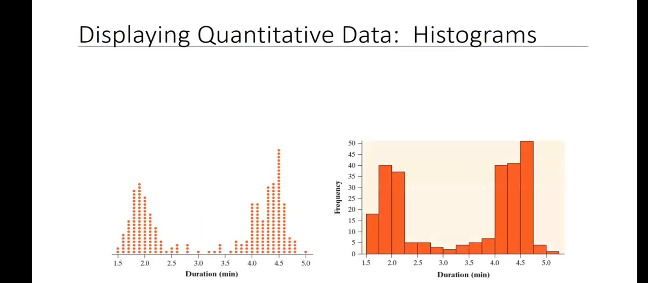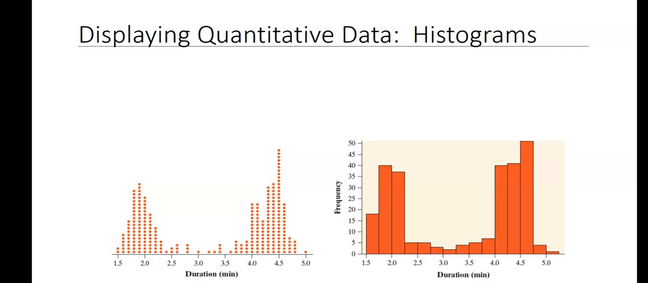Okay, we're to the last part of part C here. So displaying quantitative data, this is a histogram. On the left is a dot plot. You can see each individual value there. On the right, you can't really see each individual value. They're kind of in bins.